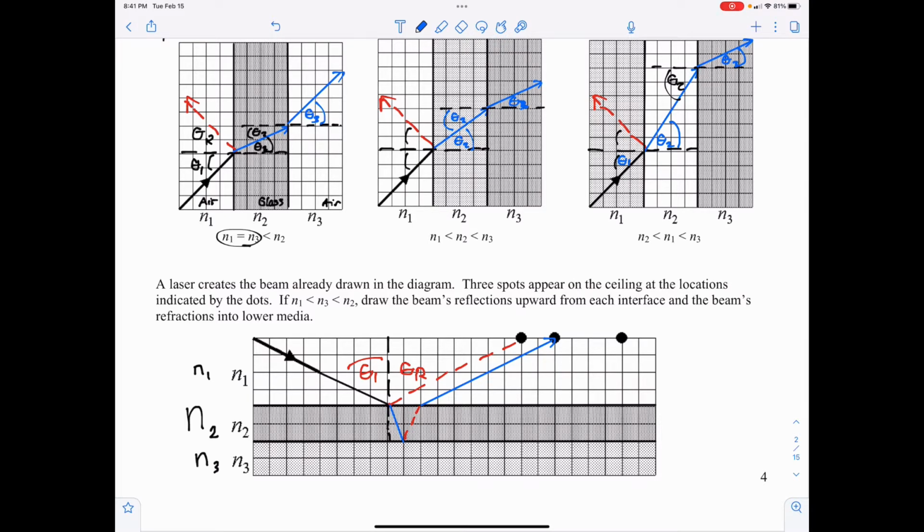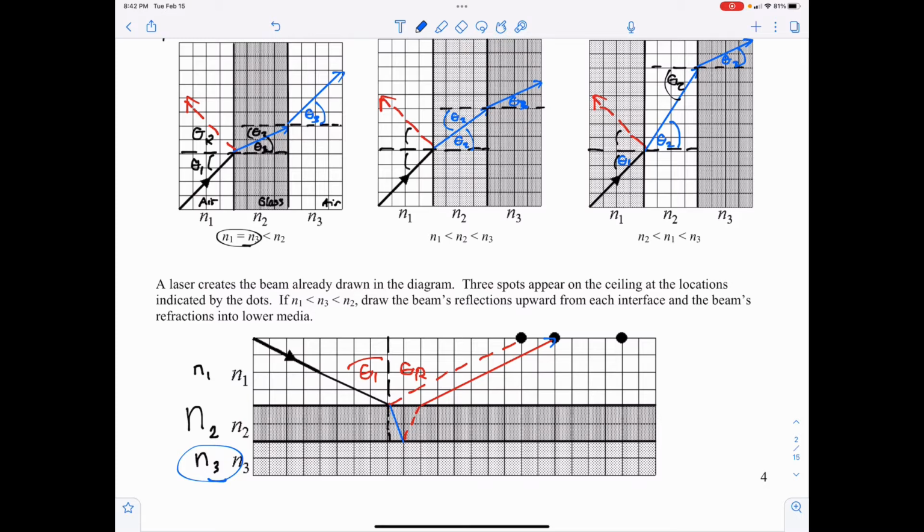Okay. Now I'll just keep the whole thing in red just to use the same color. It's fine. Okay, so that accounts for the second dot. And then finally, the last dot, right, is refracting into a medium that's lower optical density than this one here.